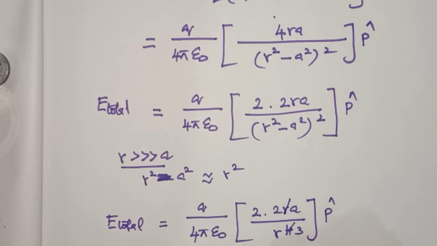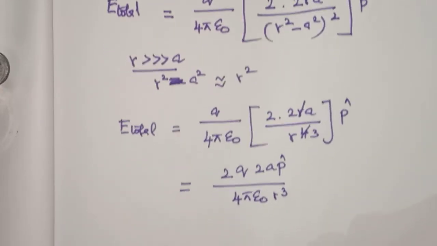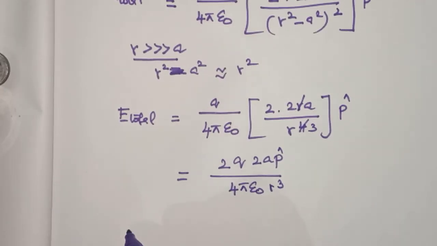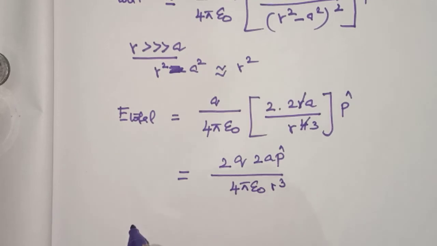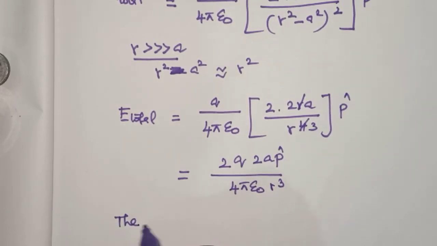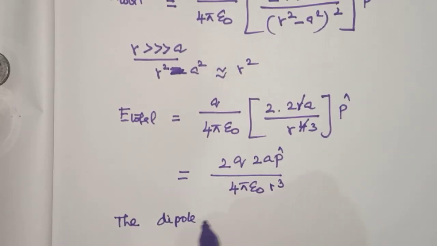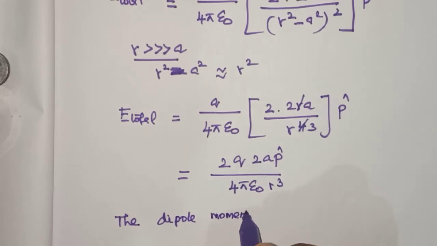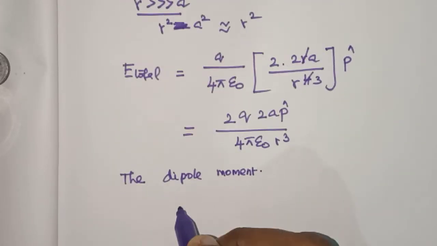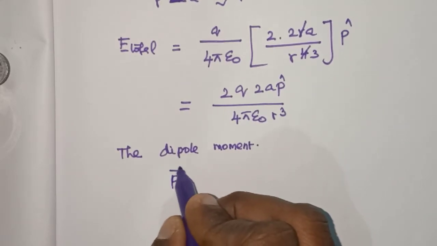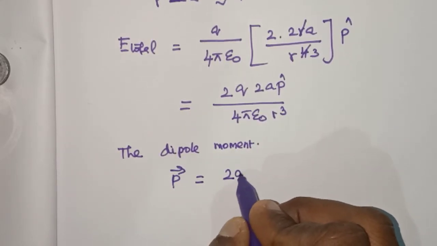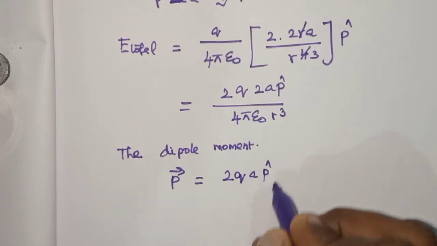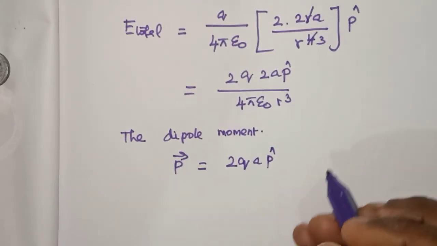2 into q into 2a p cap divided by 4 pi epsilon naught r cube. Previously we know what the dipole moment is. The dipole moment p vector equal to 2qa p cap. So I am substituting.